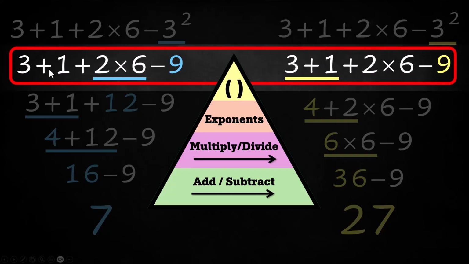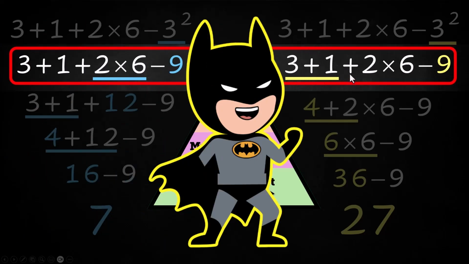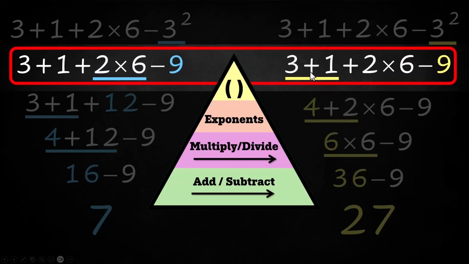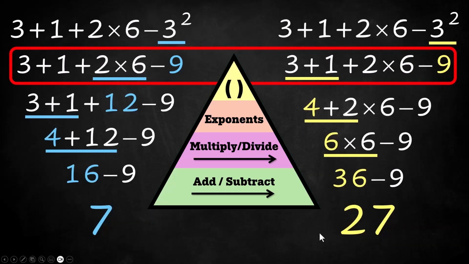First person skipped past the addition and went to the multiplication. Second person did the addition first, and this is against the law of the order of operations. Yeah, you can't do adding. You got to go and do all the multiplying and dividing before you can do any adding and subtracting. Therefore, the 27 is wrong. The 7 is correct. Did you get that?